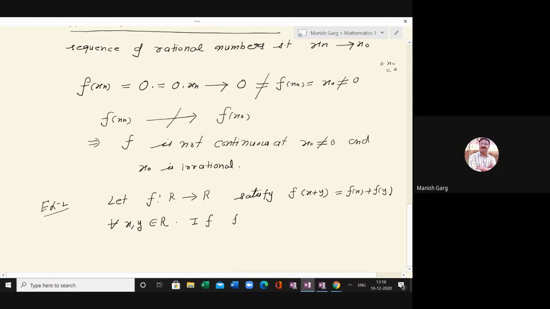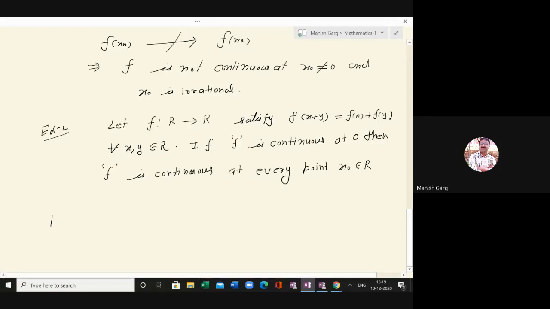It says if f is continuous at 0, then f is continuous at every point x naught in R. If a function satisfies this condition and it is continuous at 0, then it is continuous at every point. Let x naught be any arbitrary point.